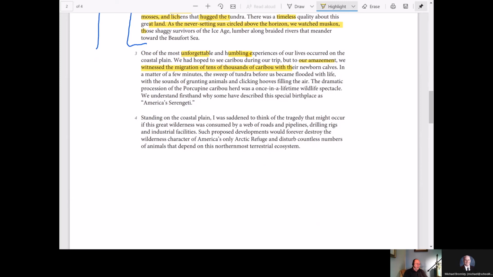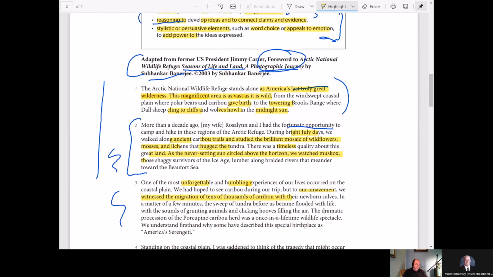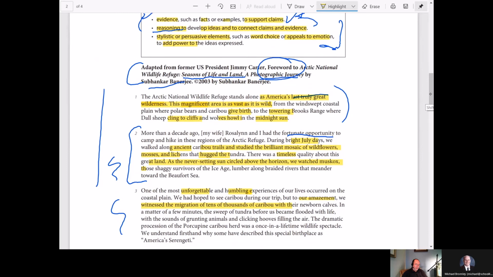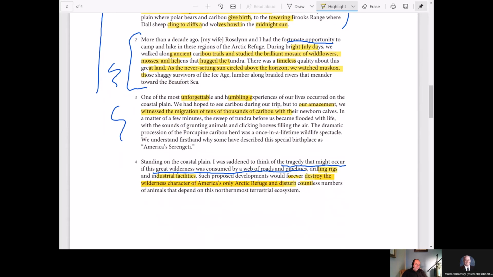Just general logic. That might even be the logos of it, because he starts with talking about what is so wonderful. Then here's our experience, and then he's going to move into, oh my God, what would happen if this great wilderness was consumed by a web of roads and pipelines, and drilling rigs and industrial facilities, forever. Notice he uses a lot of that, like this great forever. He repeats that a lot. So that's going on here as well. Countless, right? He's trying to get us to imagine just how, like you said in the beginning, vast as is wild, and he repeats a lot about how it's going to be forever, timeless, and so on and so forth.